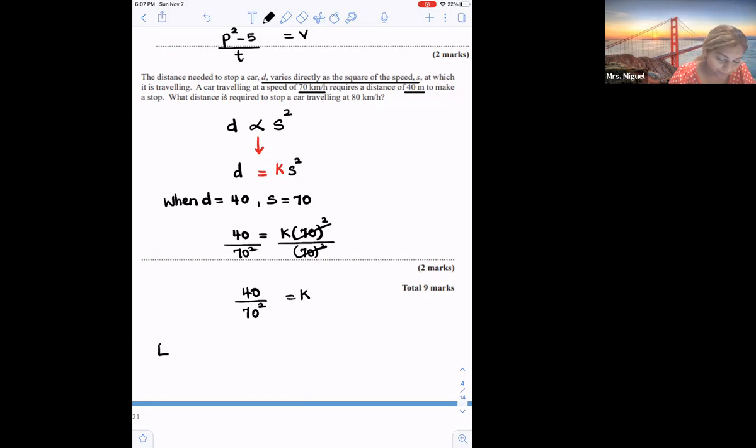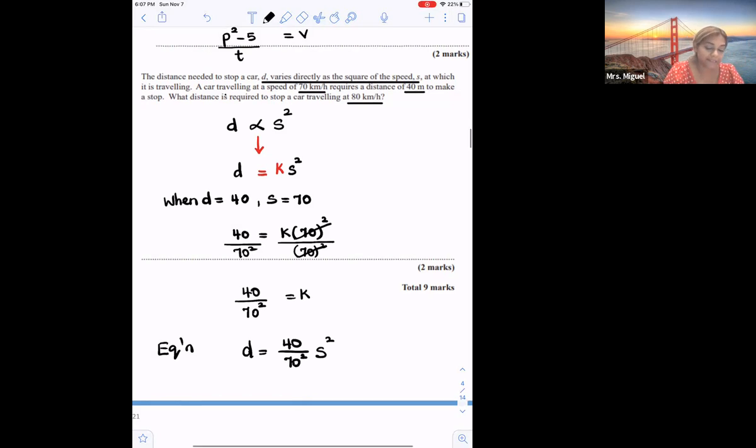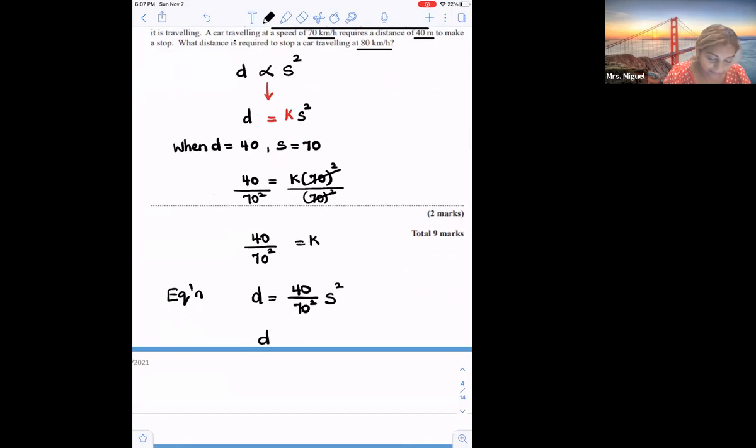So the equation becomes d is equal to 40 over 70 squared s squared. They ask us to find the distance when the speed is 80. So to find the distance when the speed is 80, we simply replace s with 80. So work it out for me and tell me what you get.